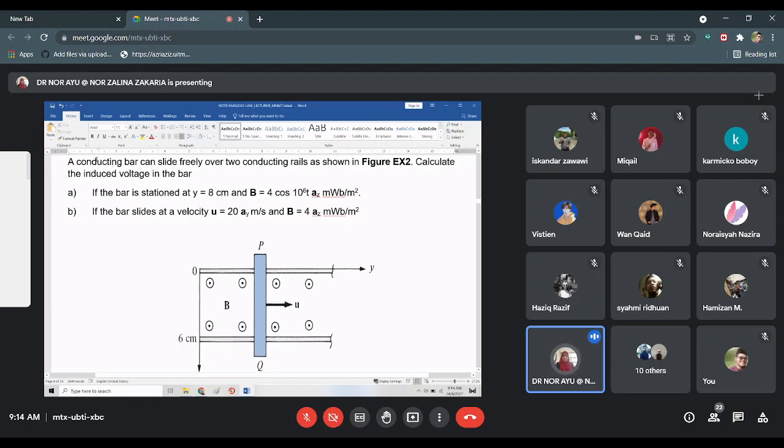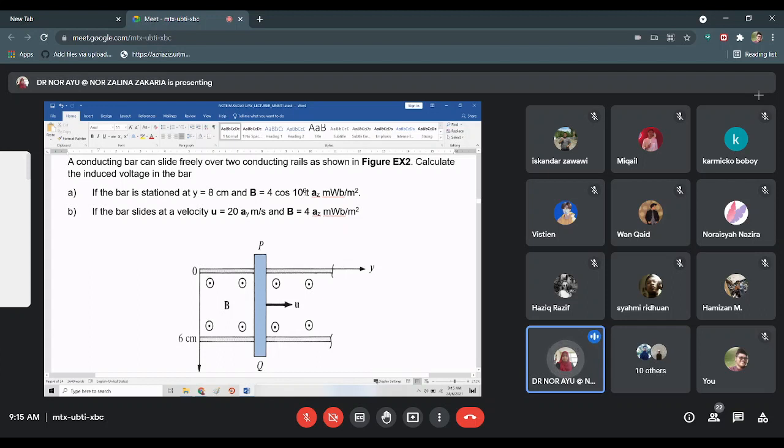Induced voltage means that we need to find VEMF in the bar. So A, if the bar is stationed at y equals 8, meaning 0 to 8 for the y. So the bar stops at y equals 8, and B is 4 cos 10 power of 6t. So again, we have t in B.